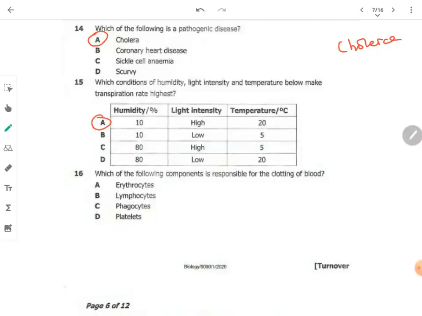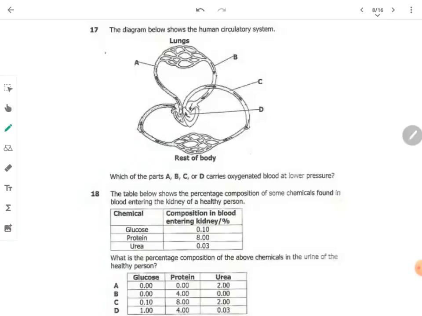Question 16 says, which of the following components is responsible for the clotting of blood? Now, for blood to clot, we need platelets, and platelets is a component of blood. Question 17, the diagram below shows the human circulatory system. Which of the parts, A, B, C, or D, carries oxygenated blood at lower pressure?